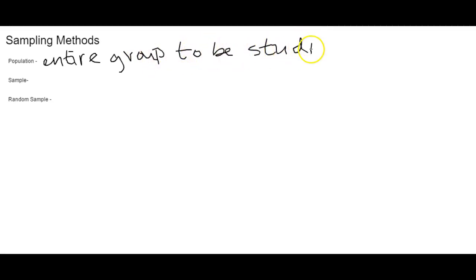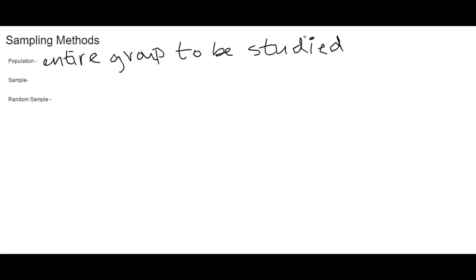So when you're creating a survey, first you have to identify what's my population. That's the entire group to be studied. You could say you want to know some information about your entire high school. So that would be your population. Or maybe you want to know only about the sophomores in the high school. So the sophomores would be the population. So what group you are trying to study is considered the population.